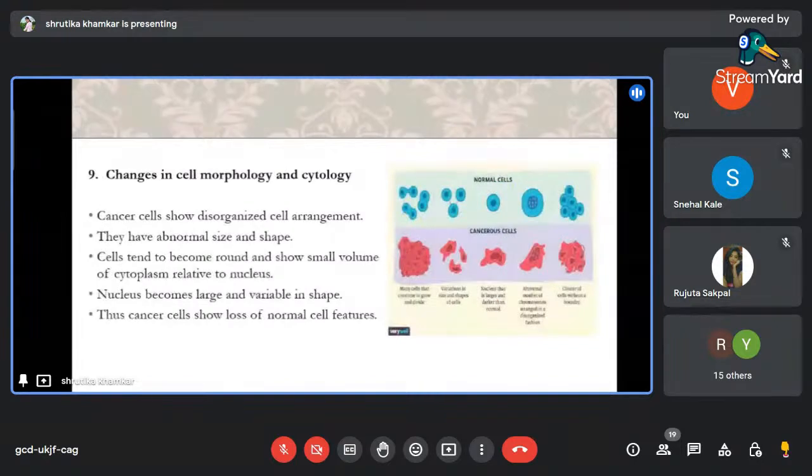Ninth property is the changes in the cell morphology and cytology. Cancer cells show a disorganized cell arrangement. They have abnormal size and shape. Cells have become round, showing a small volume of cytoplasm relative to the nucleus. Nucleus becomes large, variable in shape, and thus cancer cells show loss of normal cell features.